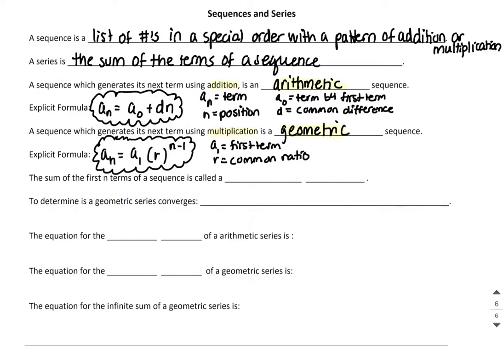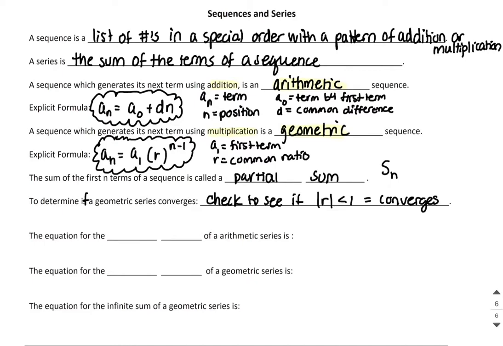All right, the sum of the first n terms of a sequence is called a partial sum. So it's a partial sum, and we denote it by s sub n. To determine if a geometric series converges, we check to see if the absolute value of r is less than 1. Because if the absolute value of r is less than 1, it converges.